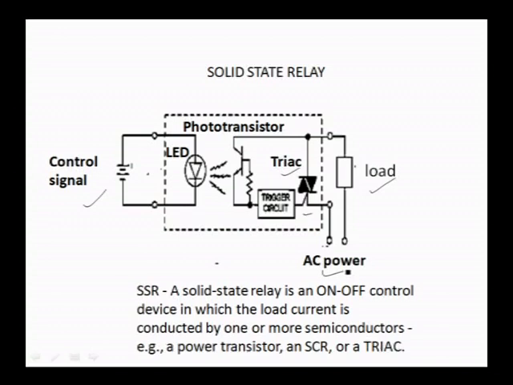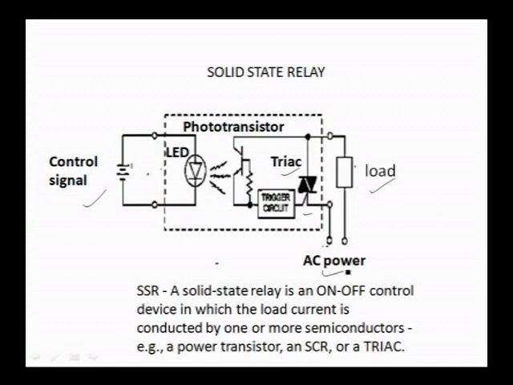Let us see the working here. Whenever the control signal is fed to the LED, the radiation, the light signals, are detected by the phototransistor. When the phototransistor is turned on, it gives triggering pulses to the triac, which is switched on, so it connects the AC power to the load. So the operation is very simple.